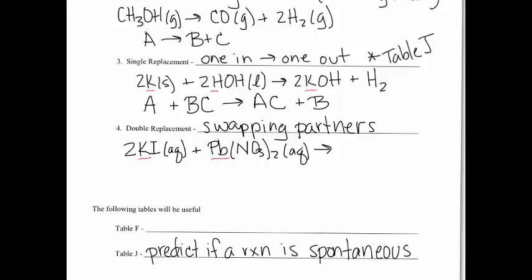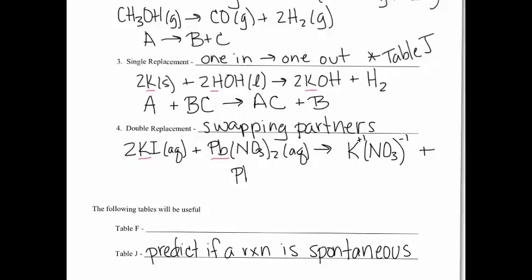Now K is going to be with NO3. I don't actually need the parentheses because K, when we look up its oxidation number, is +1. NO3 I would have to look up in table E, it's -1. So all I did here was put my metal from this one with my non-metals, my polyatomic ion from this one. And now I'm going to do the same thing with the lead.